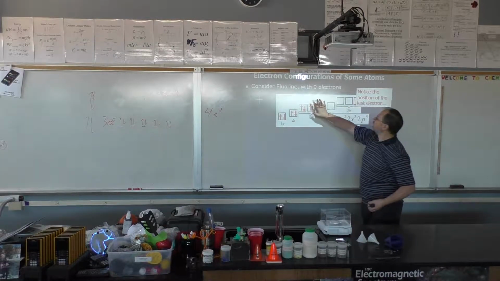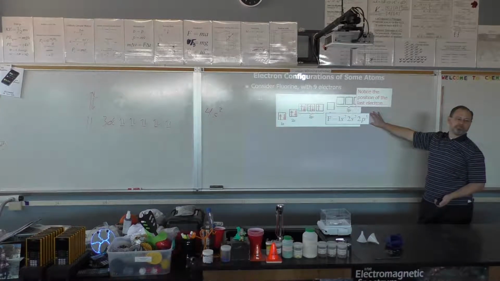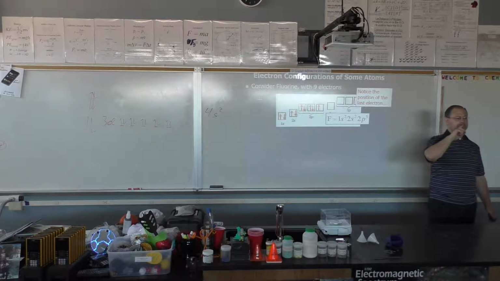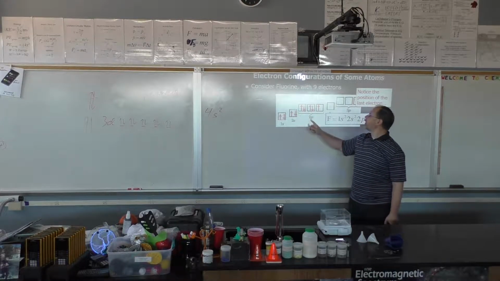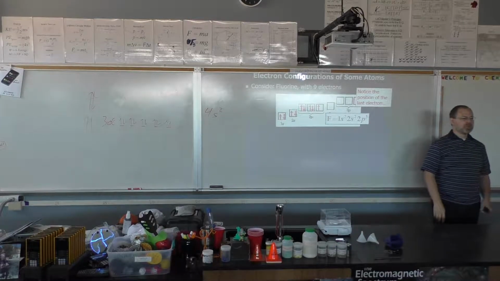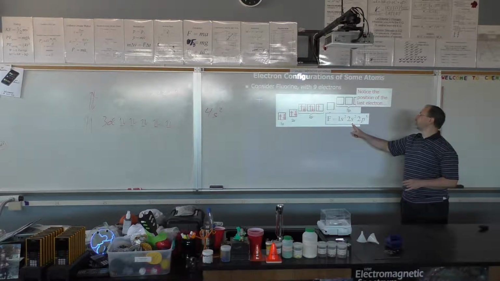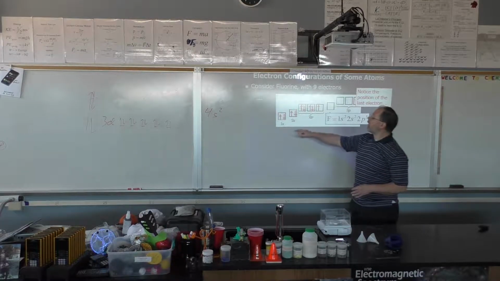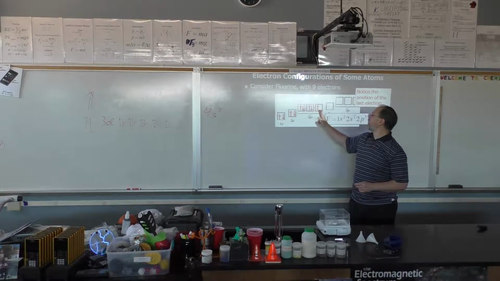This is the orbital diagram. This is the electron configuration. So the electron configuration for fluorine is 1s2, 2s2, 2p5. The orbital diagram is 1s up down, 2s up down, 2p up up up, down down. I'll say that again. The electron configuration for fluorine is 1s2, 2s2, 2p5. The orbital diagram for fluorine is 1s up down, 2s up down, 2p up up up, down down.